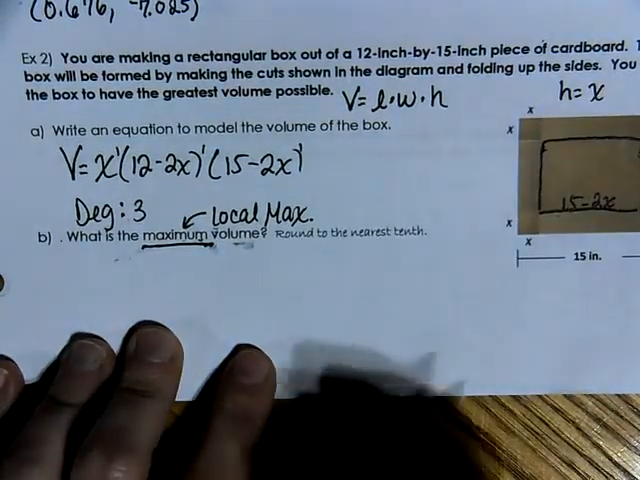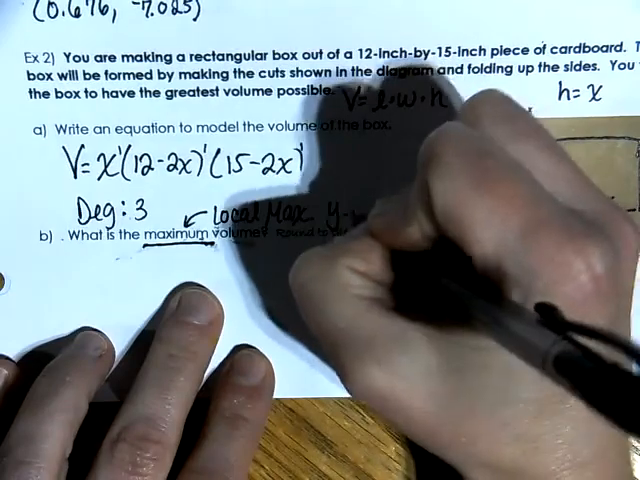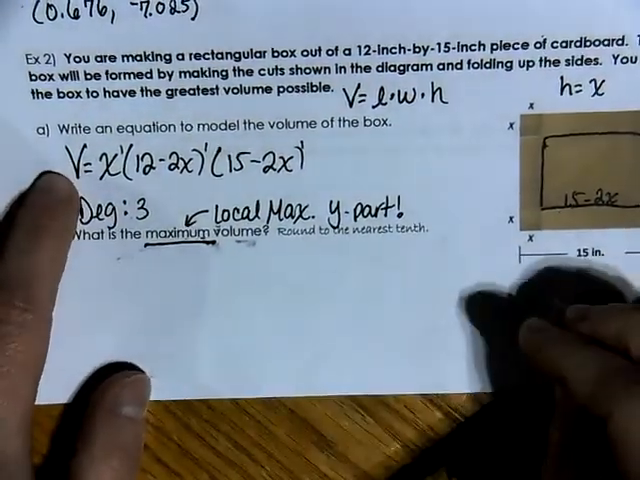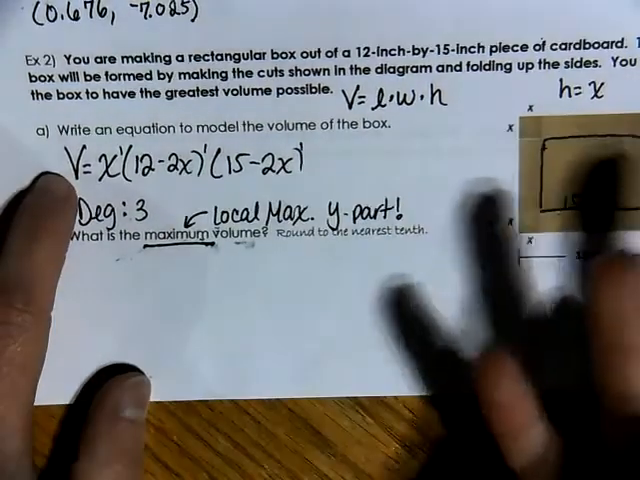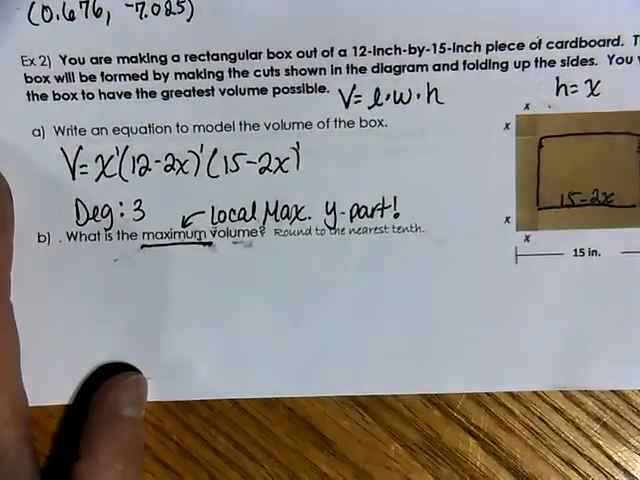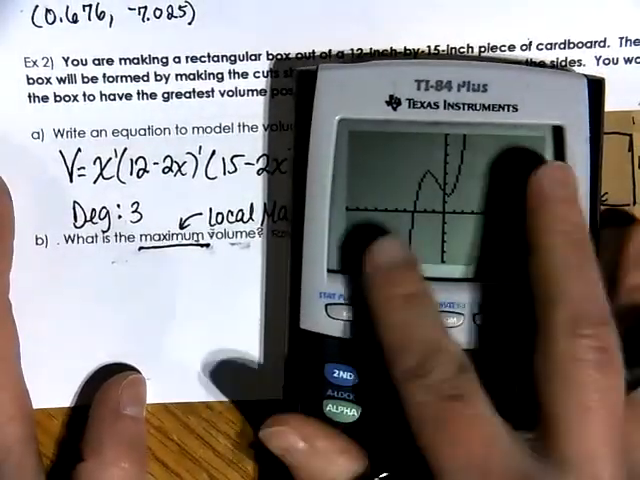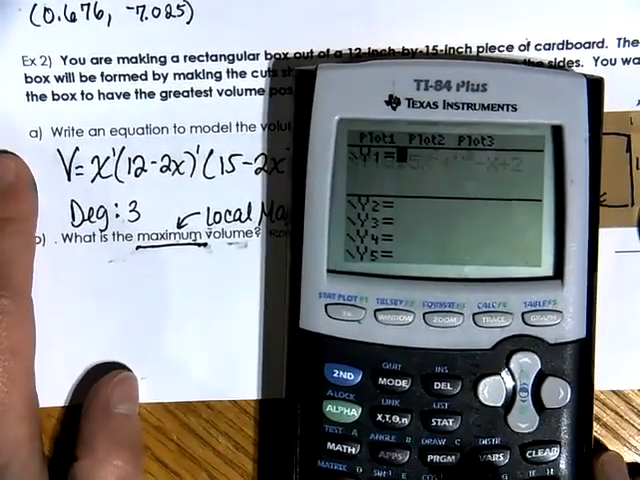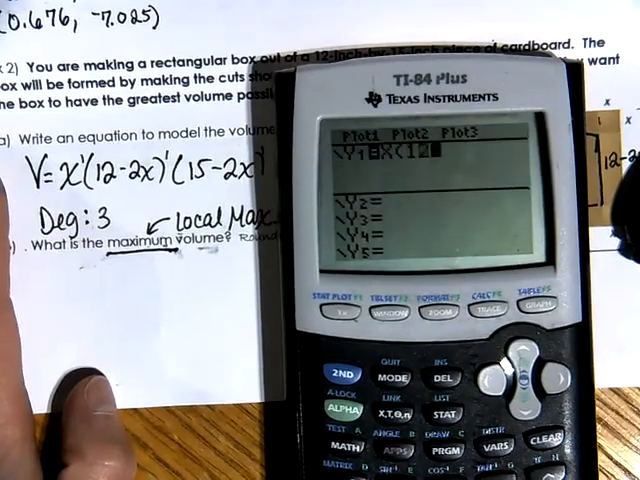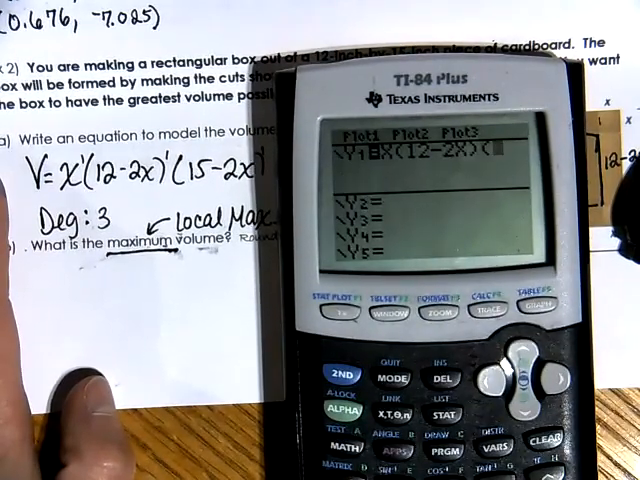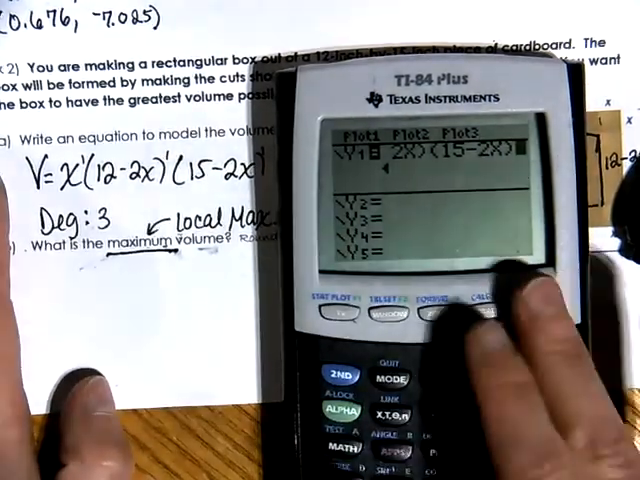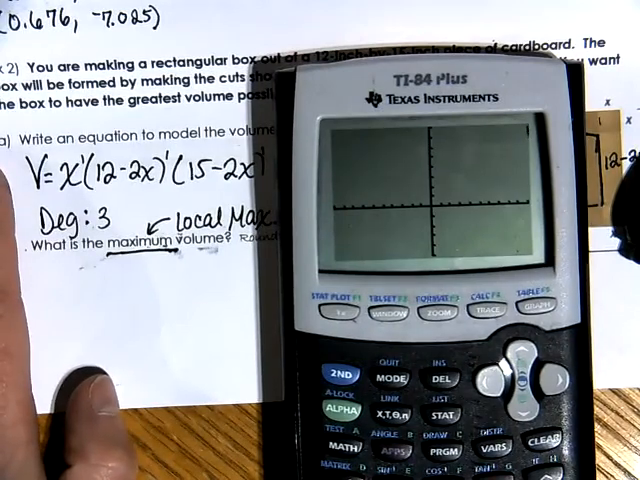And more specifically, we are interested in the y part of that local maximum, because notice that V, our volume, is in the y position of the function. X, remember, represents just the height of the box. So what we're going to do is put this function directly into our calculator. So I'm going to put into my calculator x times 12 minus 2x times 15 minus 2x. So putting this into my calculator, I'm going to press graph and see what kind of situation I'm in.